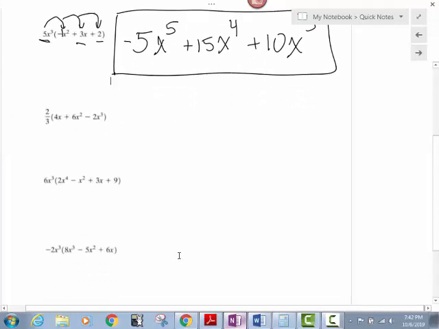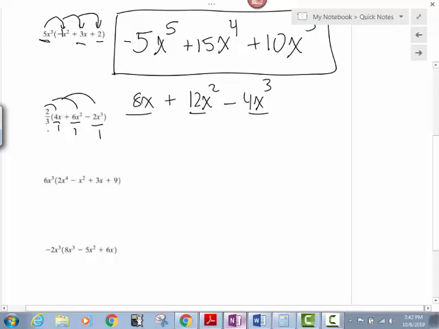Alrighty. So the next one, guys, let's think about everything here as a fraction. I'm going to think of each of these numbers as over 1, and we're going to go in slow motion. We're going to do the top numbers first. 2 times 4x would give me an 8x. 2 times 6x squared would give me a 12x squared. And 2 times negative 2x to the third would give me a negative 4x to the third.